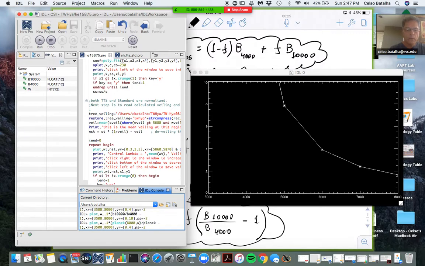I'm doing the same thing I did before, except that I'm changing the temperature of the Planck function. Instead of it being 10,000, I'm putting 8,000. And what? Oh, I did it wrong. Wait a second. Yeah, sorry.